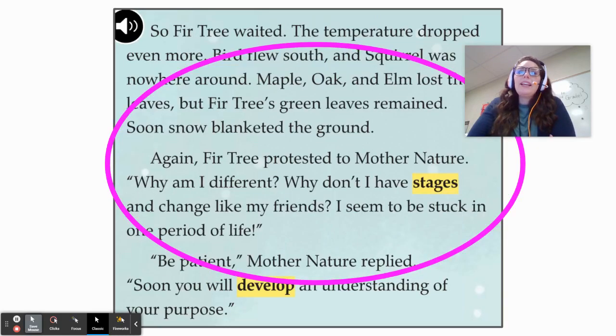And again, Fir tree protested to Mother Nature, "Why am I different? Why don't I have stages and change like my friends? I seem to be stuck in one period of life."